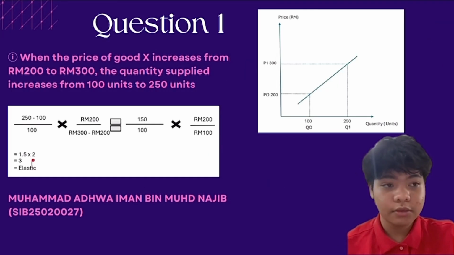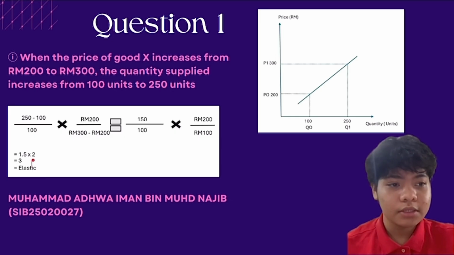For the first question, when the price of good X increases from 200 to 300, the quantity supplied increases from 100 units to 250 units. By following the formula, 250 minus 100 over 100, multiplied by 200 over 300 minus 200, equals 150 over 100 multiplied by 200 over 100. This gives us a PES of 3, which is above 1, resulting in elastic supply.